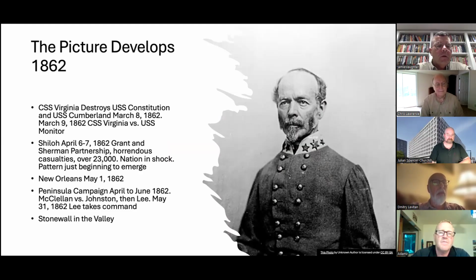The very first land battle of the war that really brings a great shock to both nations is Shiloh, over April 6th and 7th. It really makes the relationship between Grant and Sherman very, very concrete. Horrendous casualties, over 23,000 over the course of 2 days. The nation is in shock. The entire nation is in shock. And this is a pattern that's just beginning to emerge. Shiloh is going to be the eye opener.